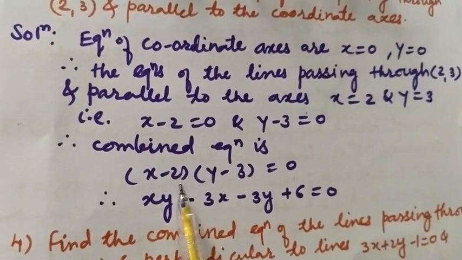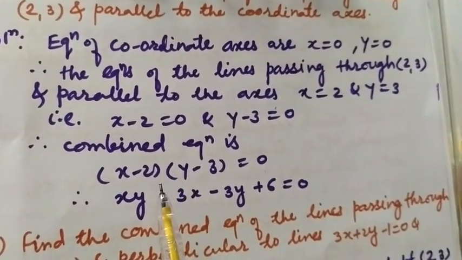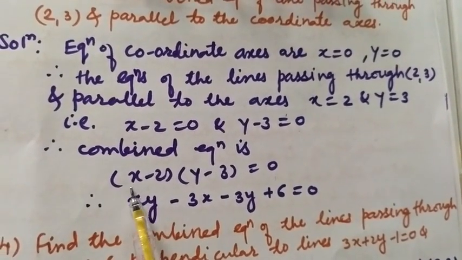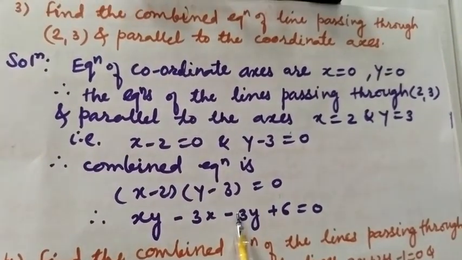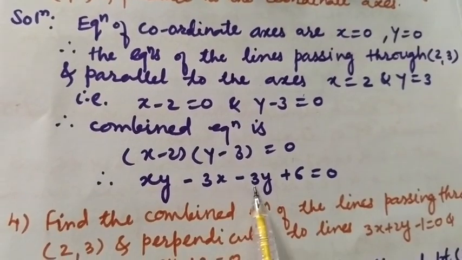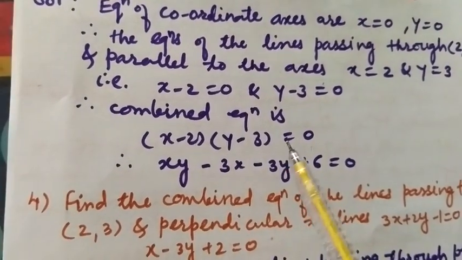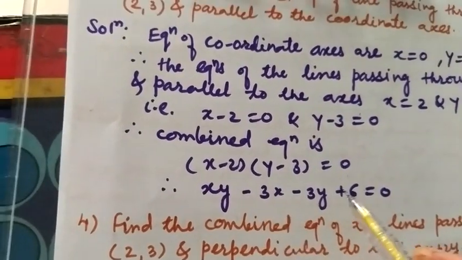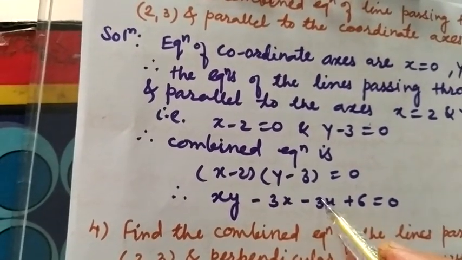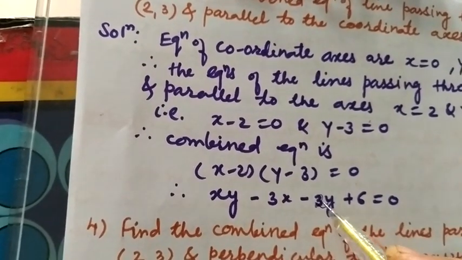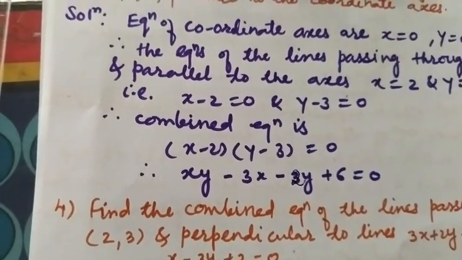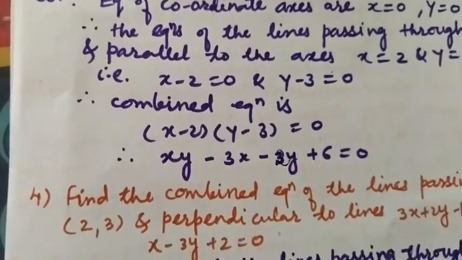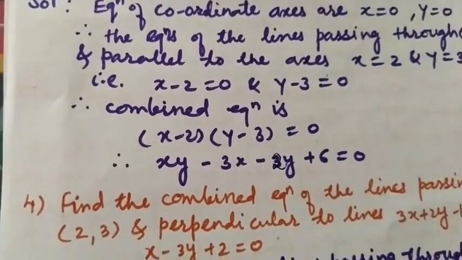Now simplify this multiplication. x multiplied by y is xy, x multiplied by minus 3 is minus 3x, minus 2 into y is minus 2y, and minus 2 into minus 3 is plus 6 is equal to 0.